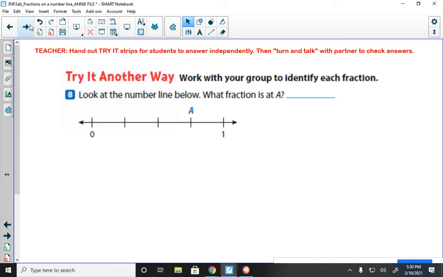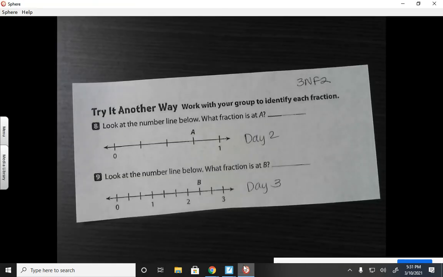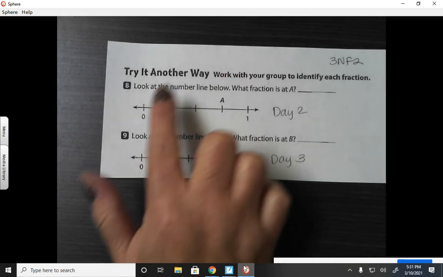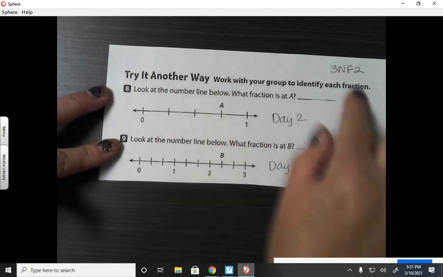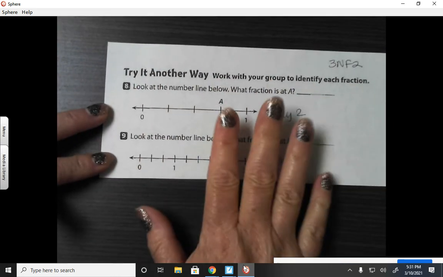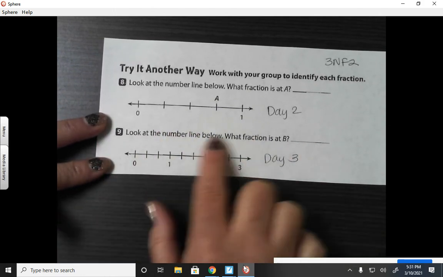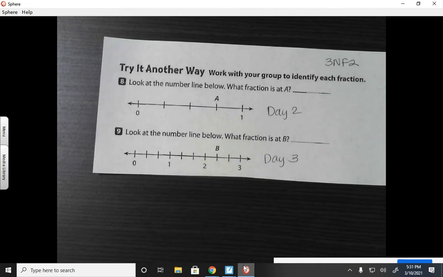All right, there you have a try it strip that your teacher can hand out to you. It looks like this on the board right here. It also looks like this size. It says day 2 and day 3. What we're going to do is just do number 8 today. Hold on to this try it strip, and you're going to put it in your math practice, and we need to pull it out to do 9 tomorrow together.